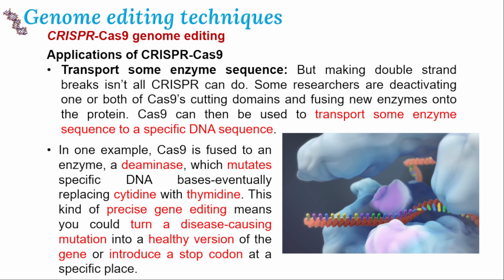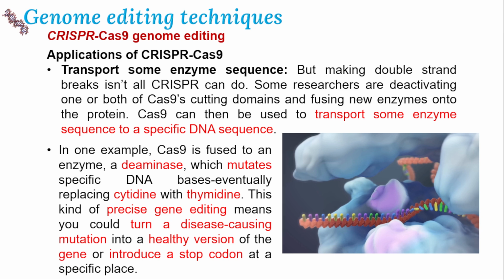Next, we can easily transport some enzyme sequences. Whenever the small guide RNA is flanked with some chimeric DNA, this chimeric DNA will go and bind, then the repair mechanism works, and we can transport some enzyme for expression here. Take the example of deaminase. What is deaminase? It mutates specific DNA by replacing cytosine with thymidine. Whenever cytosine is replaced with thymidine, the expression of the DNA is altered, and then the expression of the protein will be shut down. That is the transport of enzyme activity.